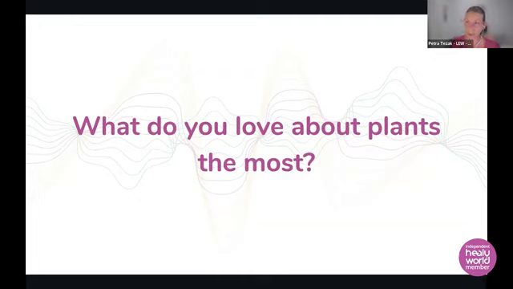So if you're using plants already for any part of your healing journey or anything in your life, like we had essential oils, for example, what do you love the most about them? So pop in the chat. You don't have to write the novel, but maybe the top one or top three things that you love about plants in your life, and how do you use them, or what do you use them for?